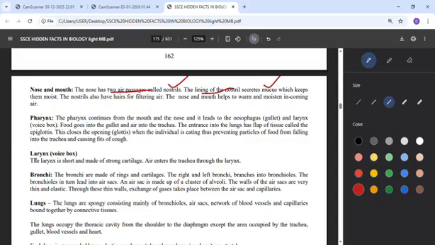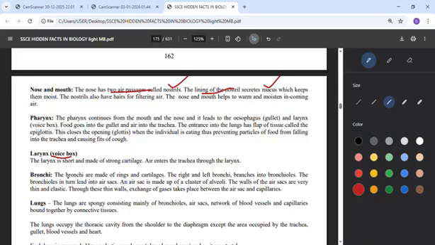Now another one is the larynx, which we call the voice box. Any voice, any sound you make, is a result of the larynx. The larynx is short and made of strong cartilage, because there will be a kind of movement every time.